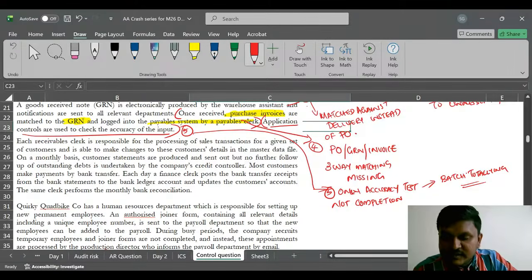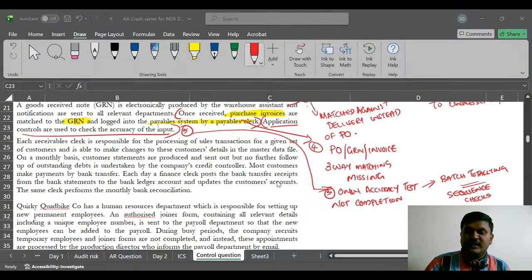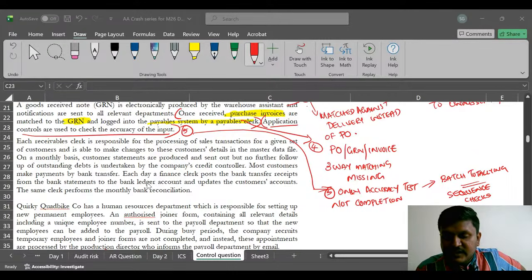Or we can consider using sequence checks also. You will give invoices, GRNs or POs with sequence numbers. So if you miss an invoice, that will be spotted over there. So sequence checks we can do also. So batch totals and sequence checks are the things that will be coming in over there. Clear on this?